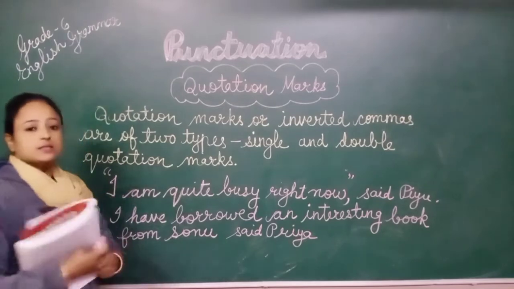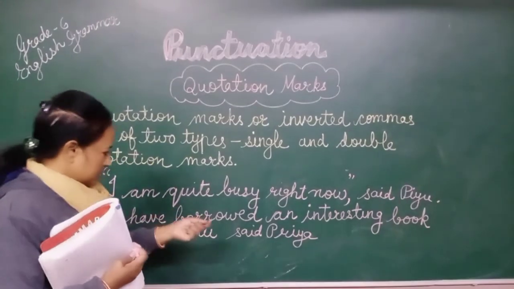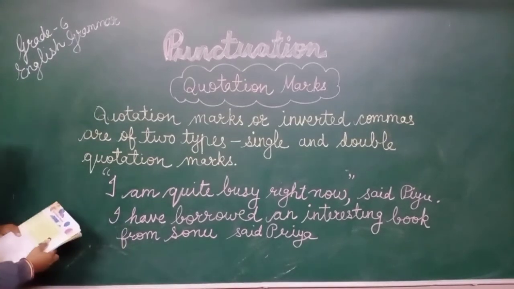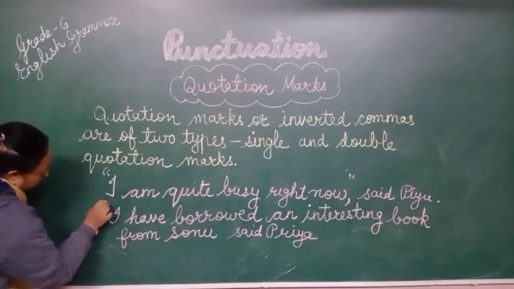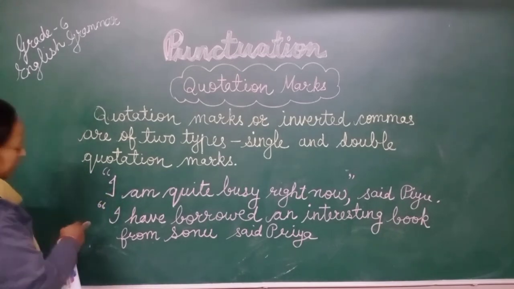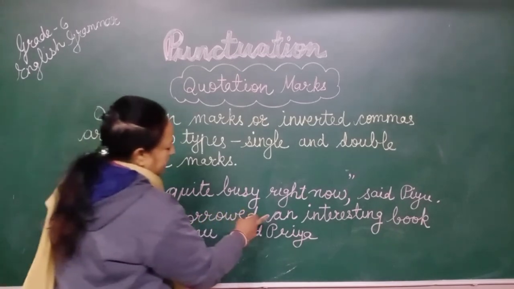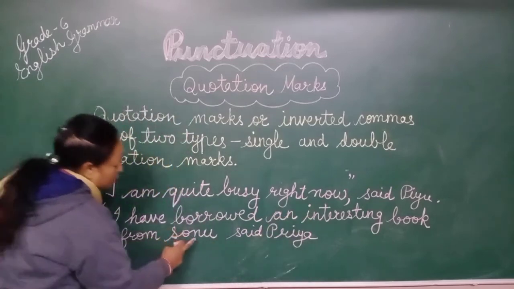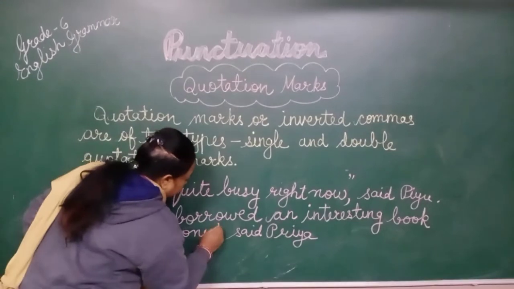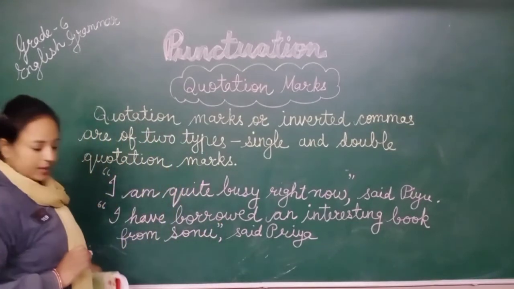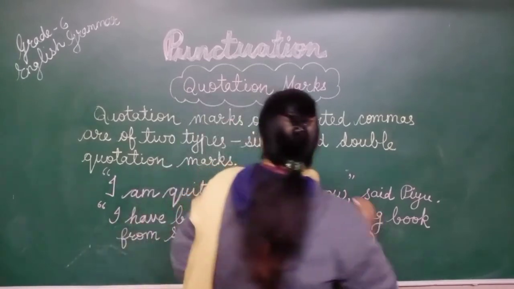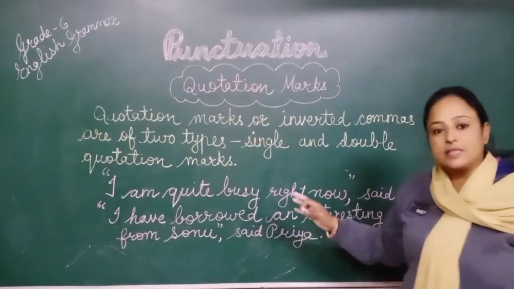Okay, so students, this dialogue, the spoken words, begin from here. So we put inverted commas here. Inverted commas means quotation marks, double quotation marks. I have borrowed an interesting book from Sonu. Here the dialogue ends, so we complete this inverted comma here, and then said Priya, full stop. So this is a quotation marks example.